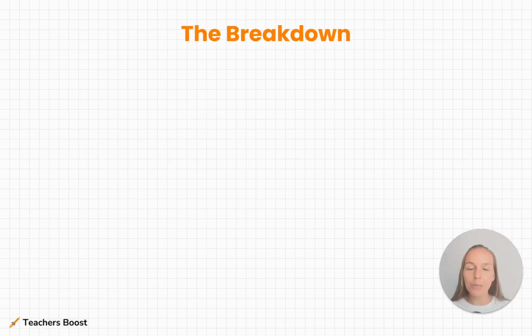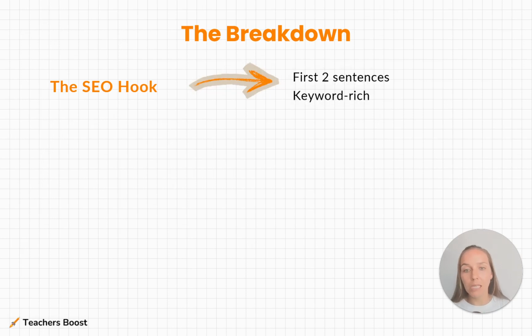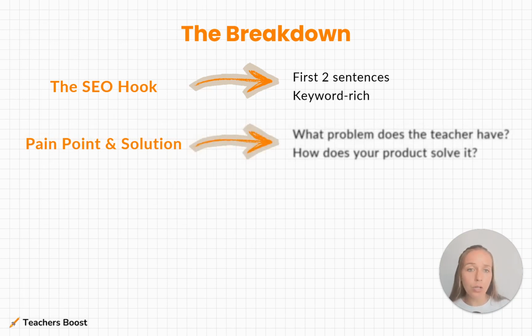So first up, let's quickly break down what a great TPT description actually needs from us. First of all, we have the SEO hook or the header. This means that the first two sentences must be keyword rich and immediately tell the TPT search engine, as well as the buyers, exactly what the product is. Then we have the pain point and the solution. So, what problem does the teacher have? For example, the students are bored with worksheets in class, and then posing your resource as the solution.